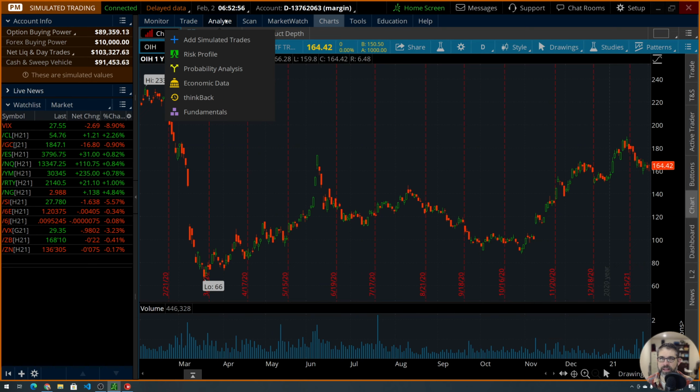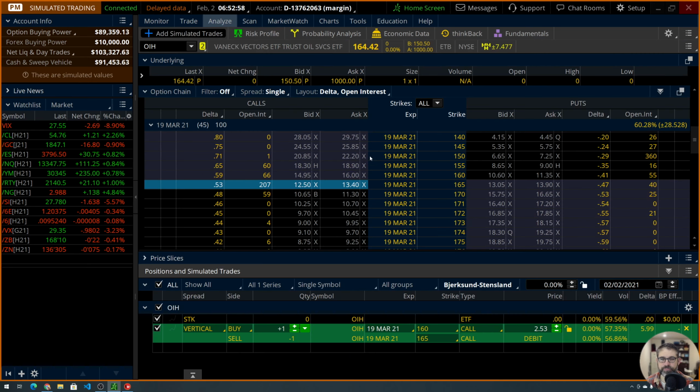So let's head over to this Analyze tab, go to Add Simulated Trade. And we're going to be in the March monthly expirations, which is the sweet spot of 45 days to expiration. That's the Tasty Trade sweet spot if you follow those mechanics. And that's one of the things we do here: test out our theories of which set of mechanics we want to go with when we eventually move to real money.